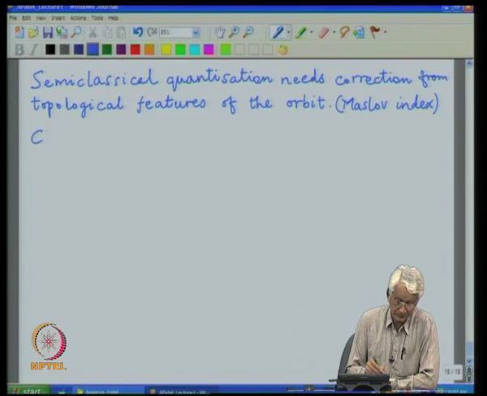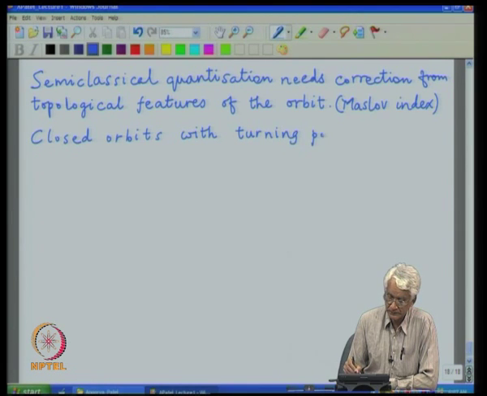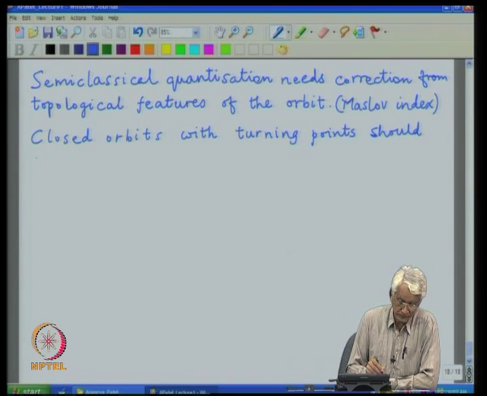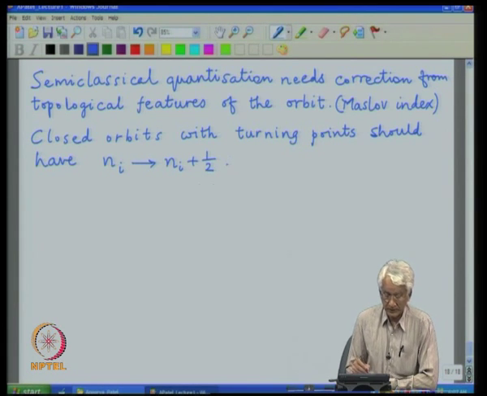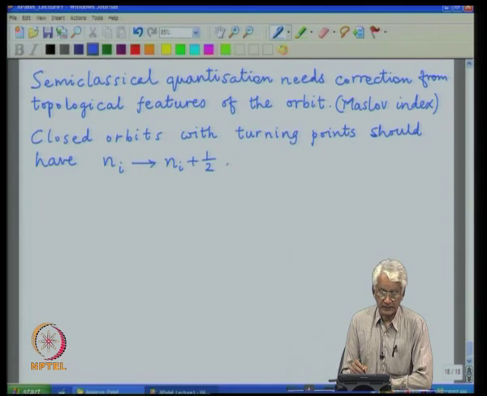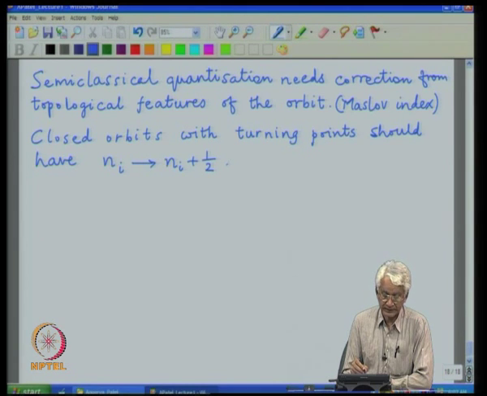the quantization numbers should be replaced by n plus half, and this is the case for the radial coordinate, where the radial coordinate reaches a maximum value, turns around, reaches a minimum value, turns around again, and there are actually two turning points if you count the full orbit.